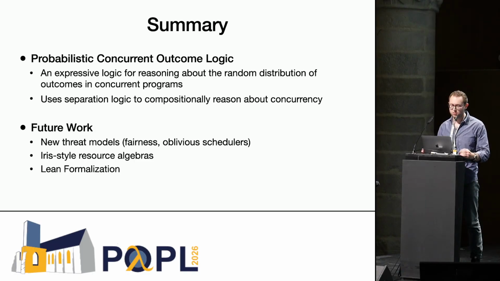So we used a very strong notion of scheduler. We're interested in ways that we can relax that strength to reason about different types of programs using things like fairness and oblivious schedulers, where the scheduler cannot see the outcomes of coin flips. We are also interested in incorporating Iris-style resources so that we can reason about shared state in more expressive ways. And since we submitted this paper, we've actually already started formalizing some of the key theorems in Lean. So we're hoping to finish that effort. And with that, I'm happy to take questions.